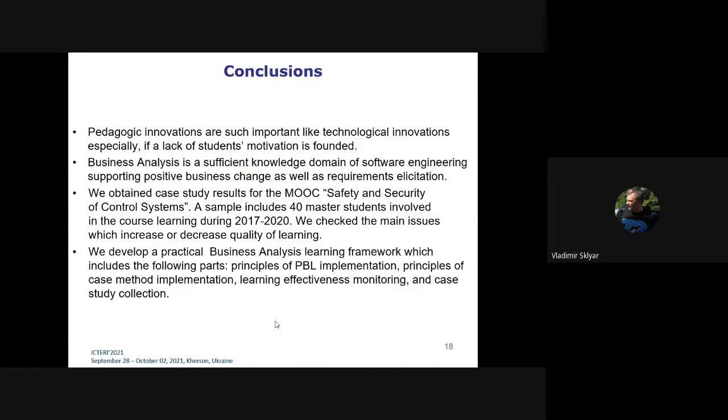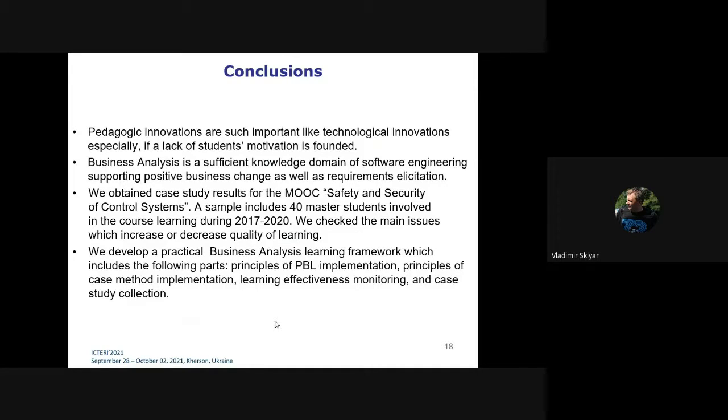So the conclusions are the following. We need to implement pedagogic innovations in our learning process because it can highly motivate students. And business analysis is a sufficient knowledge domain for the future software engineer because it supports positive business change on the basis of needs and requirements elicitation.